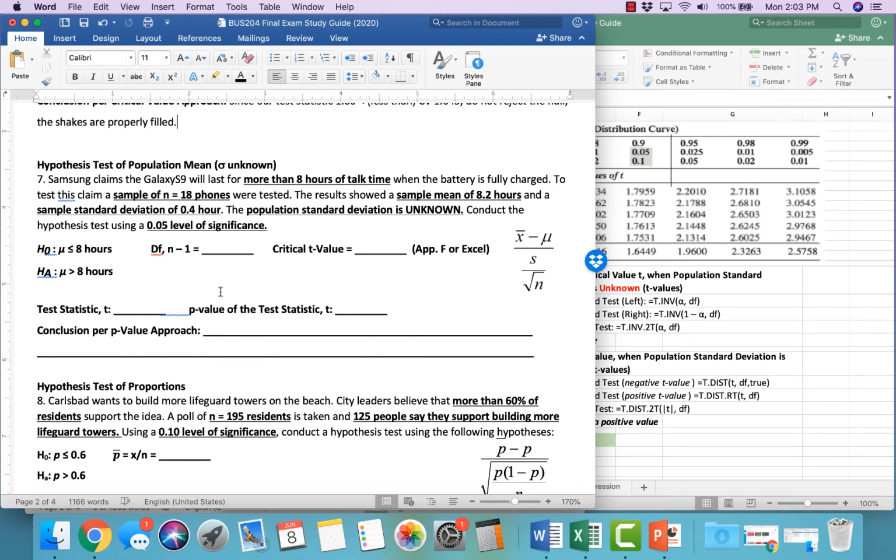And since we don't know the population standard deviation, our formula gets modified a little bit. Instead of a population standard deviation, we're working with our sample standard deviation denoted by the letter S. Whenever we don't know the population standard deviation, we'll be using the t-distribution, and we need to find the degrees of freedom. Our n minus 1, in this case 18 minus 1, gives us 17.